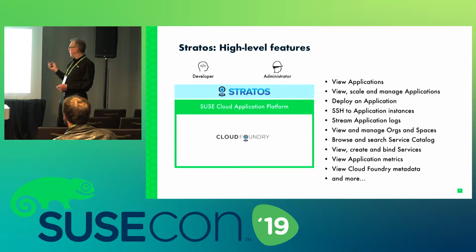So some of the high-level features, again, I'll demonstrate these. As I said, the Cloud Application Platform and Cloud Foundry are all about applications. So we do a lot of stuff to let developers see their applications. They can deploy applications. They can SSH into them, stream logs. Another key concept in Cloud Foundry is services. So you can see the service catalog. You can create service instances from that and connect those to your applications. And we'll see some of this later on.